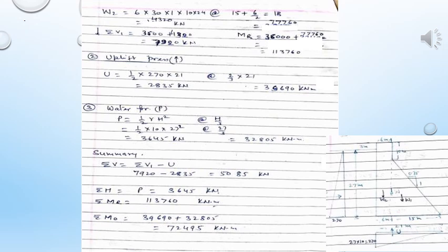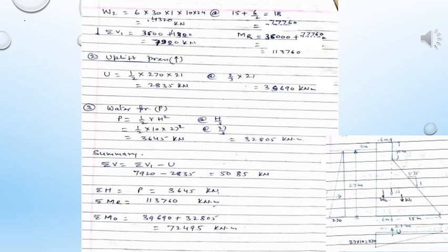So, find out the moment also. So, summation of V1, means W1 plus W2, and the summation of the resisting moment, means this is the anticlockwise moment. So, add these two.